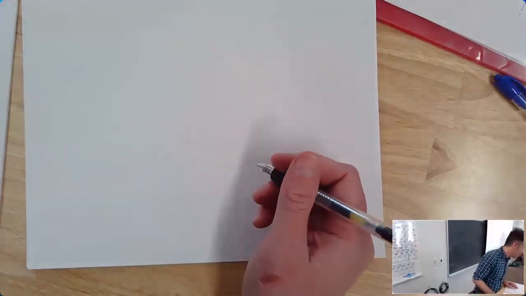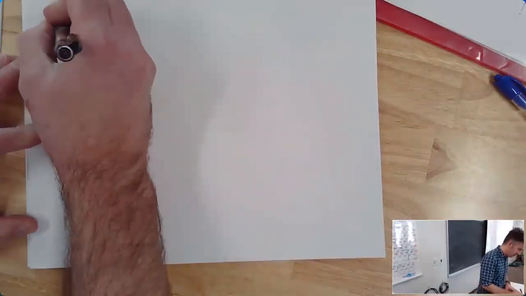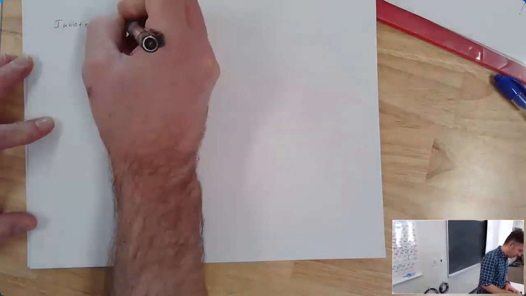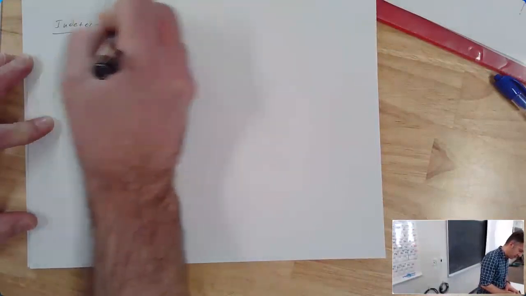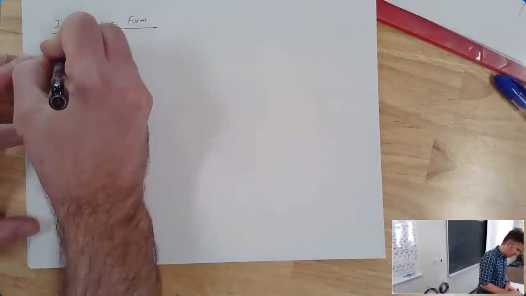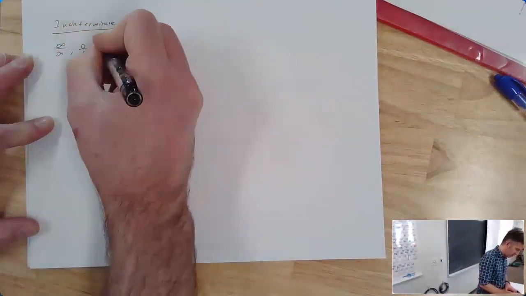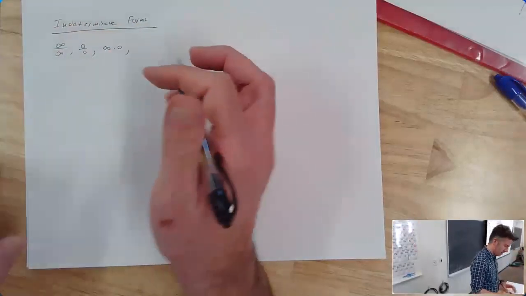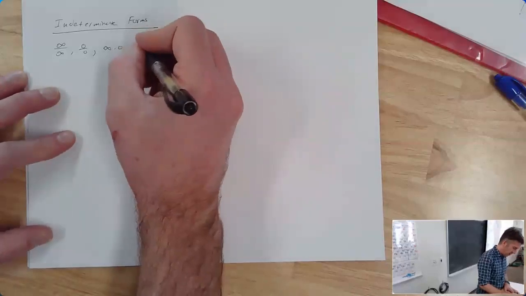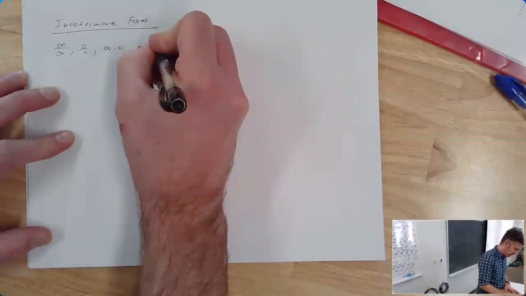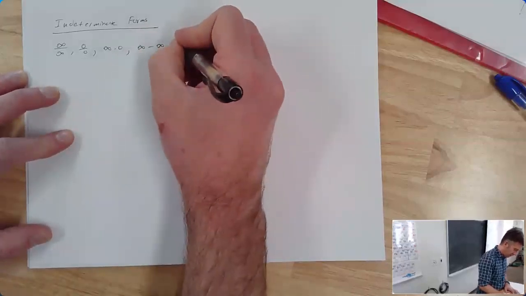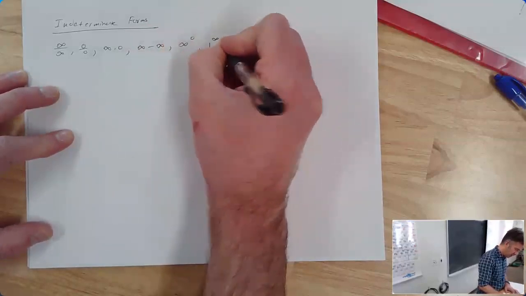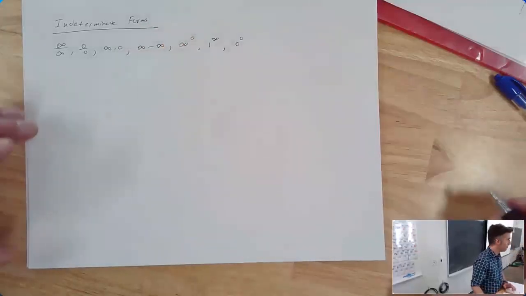Oh, do I have an example of that somewhere? So here are some other indeterminate forms that you should be aware of that we're going to talk about. You have your classic infinity over infinity, 0 over 0, infinity times 0. And then you also have your infinity minus infinity, your infinity to the 0, your 1 to the infinity, and your 0 to the 0.